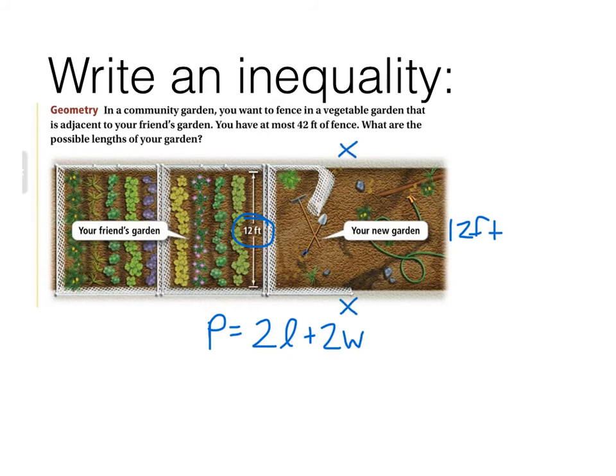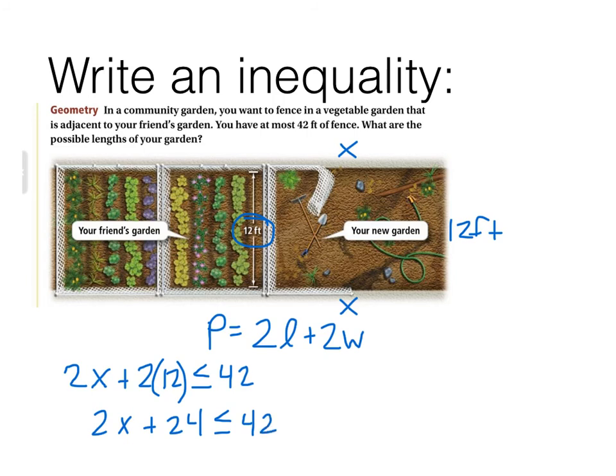So for perimeter, we have at most 42 feet of fencing. So it has to be smaller than or equal to 42. Let's do 2 times the length, which is x, plus 2 times the width, which is 12. And there's our inequality. 2x plus, and 2 times 12 is 24, so 2x plus 24 is less than or equal to 42. Why is it less than or equal to?